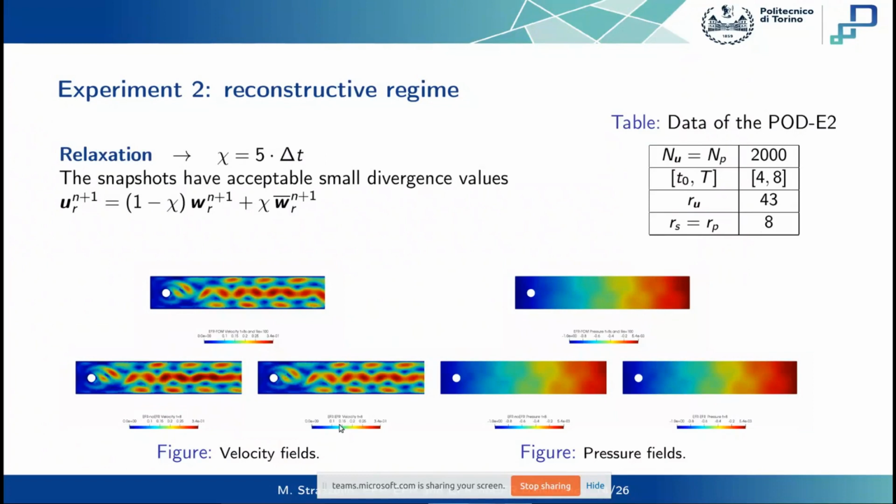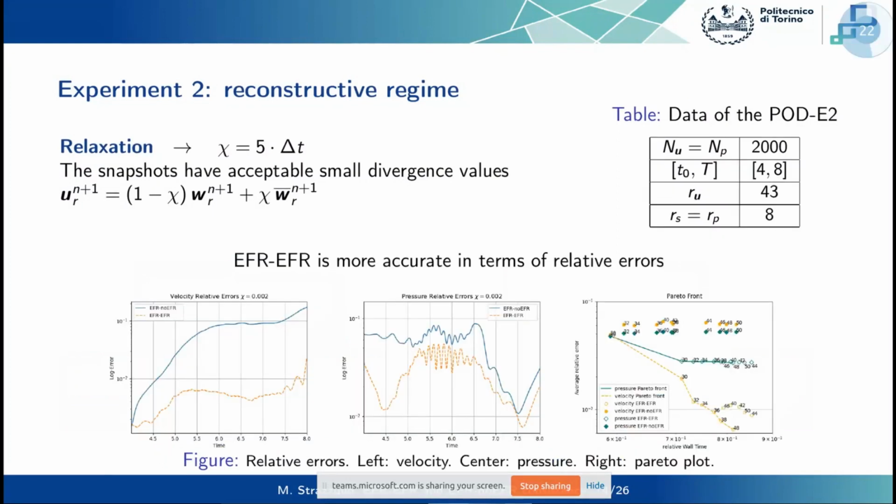And you see that basically EFR is quite accurate, while no EFR has somehow some inaccuracy here. In the pressure, I cannot see actually any difference, but here in the velocity, you see that something is going wrong in the vortex shedding behavior here. And EFR is more accurate also in terms of relative errors. Indeed, we are always below the solid blue line, that is no EFR, and you see that we have pretty good errors for the velocity, and we are below also with the pressure.